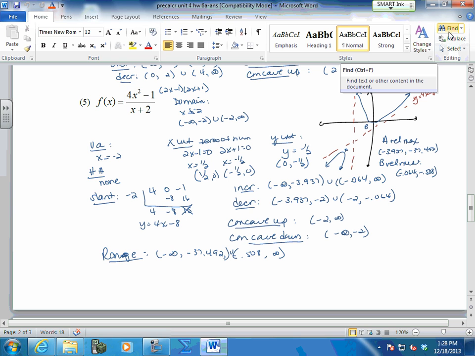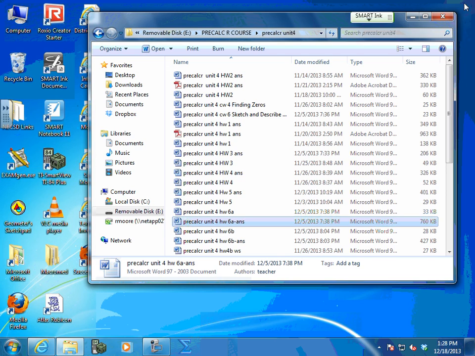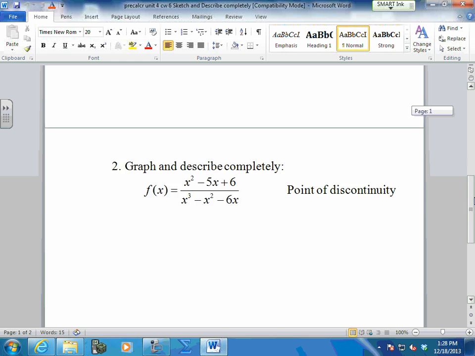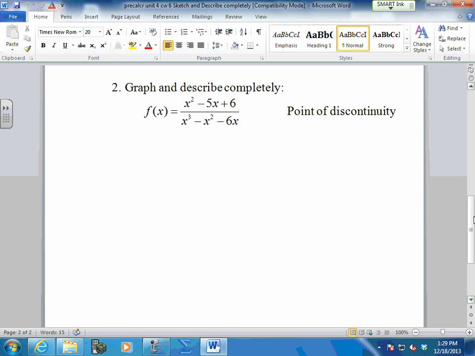Let's see if we can hit, guys, your point of discontinuity in 2 minutes. Okay. Now, in yesterday's assignment, we had this one. Now I'm going to show you where your point of discontinuity is and what it means. Yes, because we haven't seen that yet, right? We keep saying factor, factor, but we haven't been able to reduce anything.